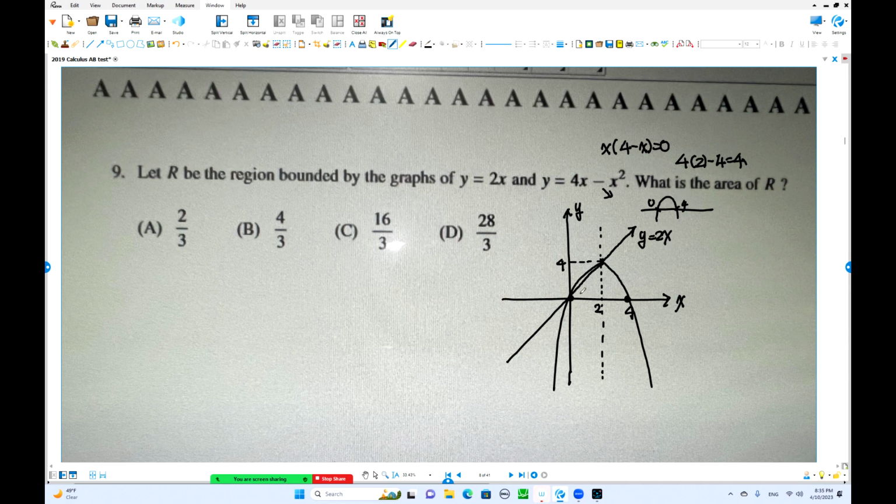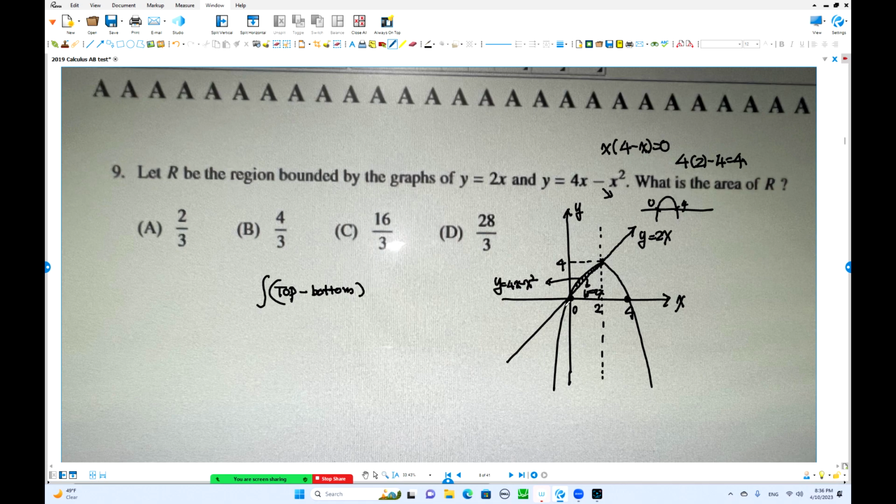So anyway, this is a closed interval, right? On this interval 0 to 2, this is the top. The top is 4x minus x squared. The bottom is y equals 2x. The area is what? Top minus bottom, right? On the interval, it is the top function minus the bottom function.